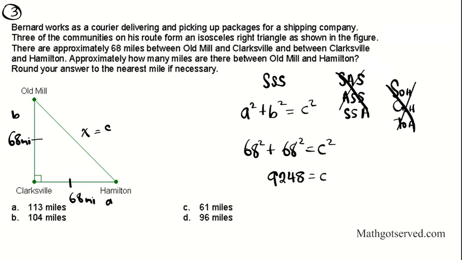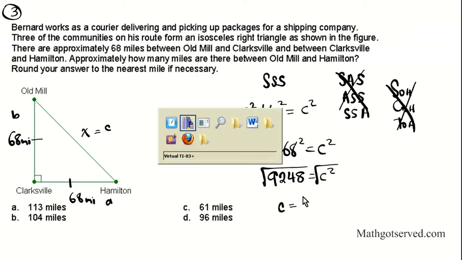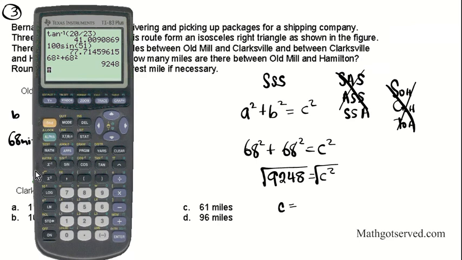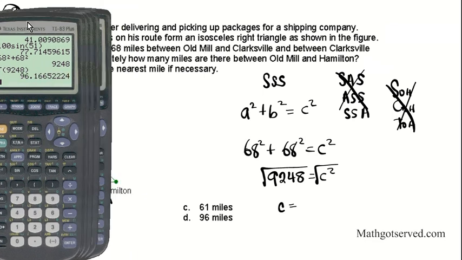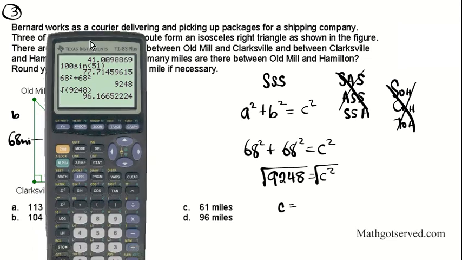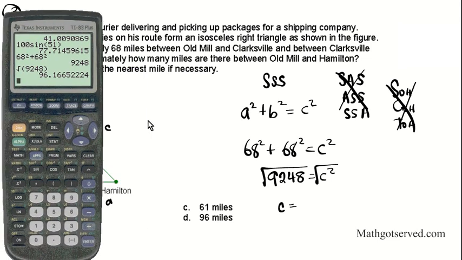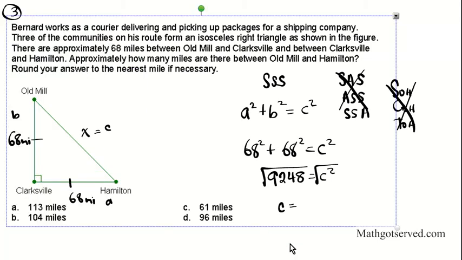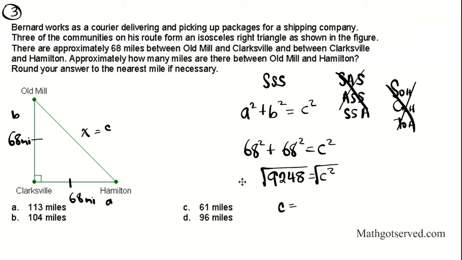9,248, sorry, equals c squared. And then to get c, we take the square root of both sides, right? So c is going to be the square root of 9,248, which is going to be 96.2. Oh wait, to the nearest mile is just 96 miles. So c is going to be 96 miles, okay? So c equals 96 miles.